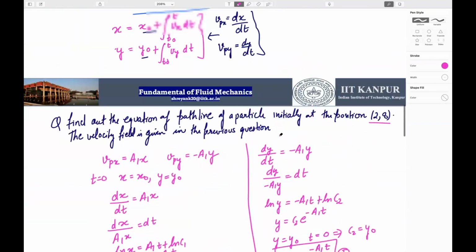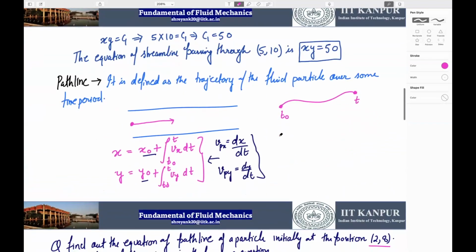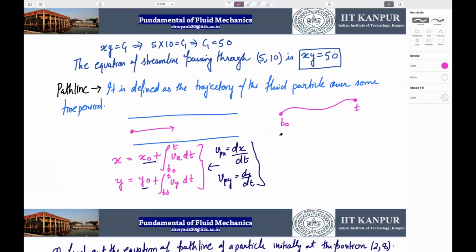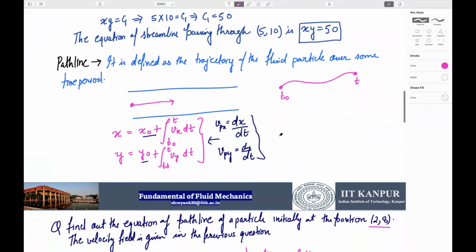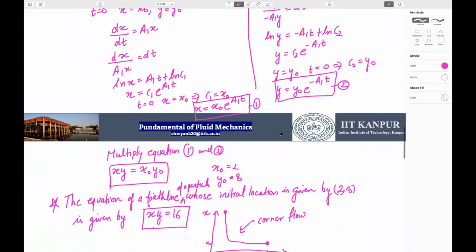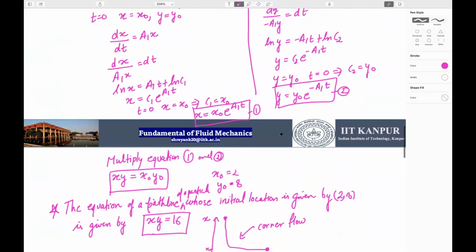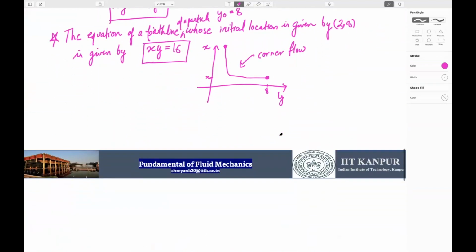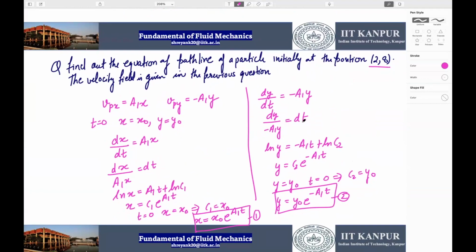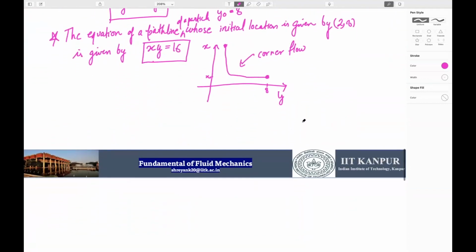Okay. Now I think the path line is clear. Is there any doubt in the path line and the streamline? Path line is used to describe the flow through a Lagrangian description. Any doubt? No, sir. Mrityunjay, any doubt? No, sir. Okay.